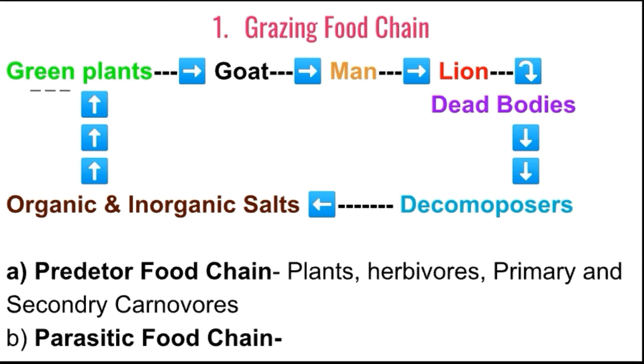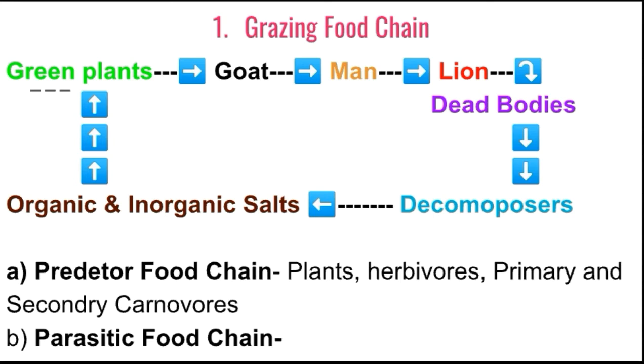That is the transfer from one trophic level to the second, and then the third, and then the fourth. Energy is transferred from one trophic level to another trophic level. That is one particular grazing food chain. So you see here, green plants are eaten by a goat, after that the energy is transferred to man, and the lion eats man. That's how the energy is transferred to the lion.